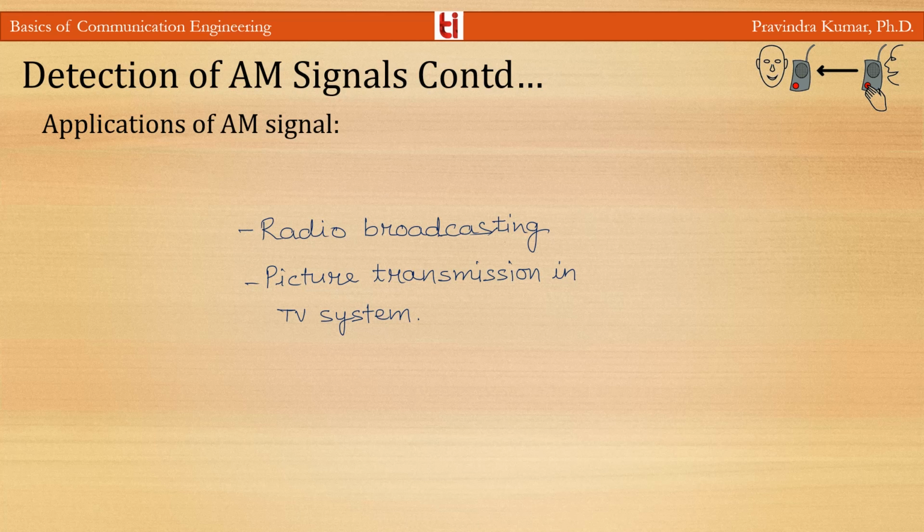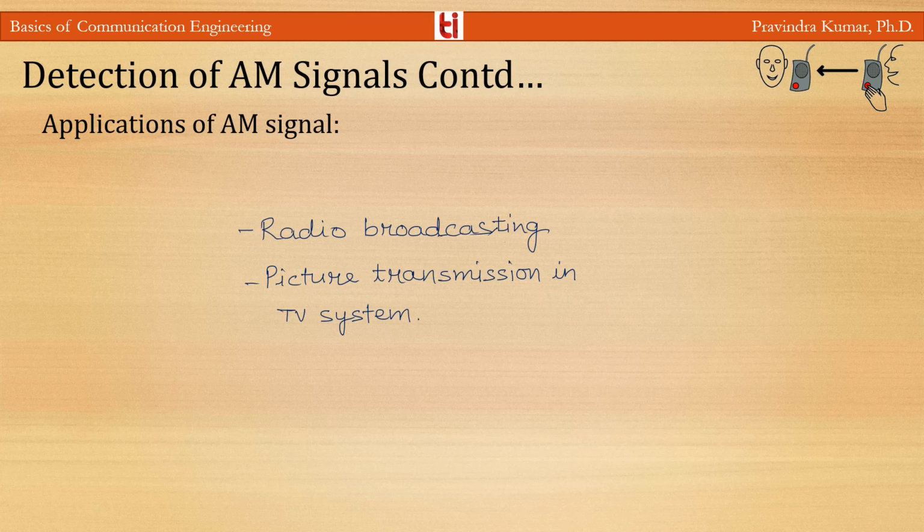So this is the end of this lecture. Here we have discussed different detection processes of AM signal by which we can recover our baseband signal. Also, we have discussed the advantages, disadvantages, and applications of the amplitude modulated signal. And this was the ninth lecture of the lecture series of Basics of Communication Engineering.